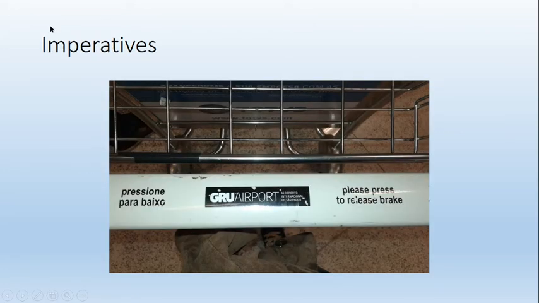Well, about imperatives. Imperatives in English, this is a picture of a cart, aqueles carrinhos de mala do aeroporto. Isso daqui, essa barra é o freio. Se você pressionar, você libera o freio para o carrinho andar. Se você não pressionar, o carrinho fica automaticamente já com o freio ativado. Well, you have here, pressione para baixo, and please press to release brake. I'm not going to talk about the release brake that is omitted here, but about the word please.